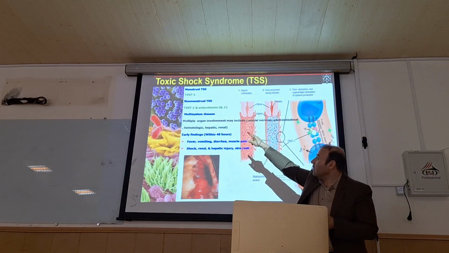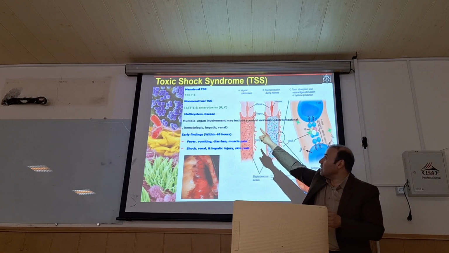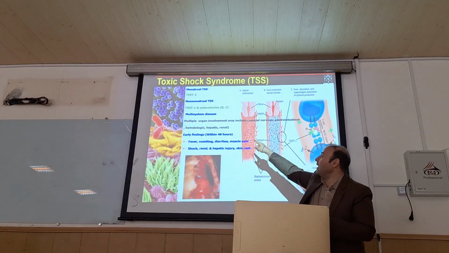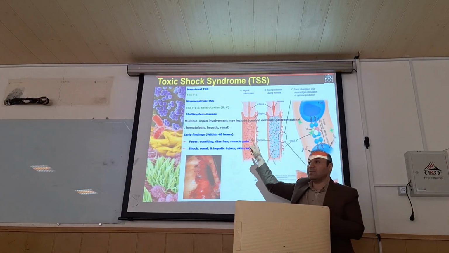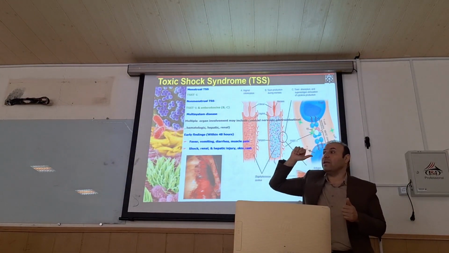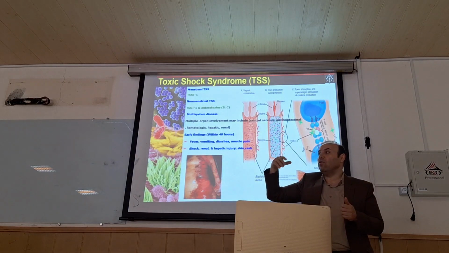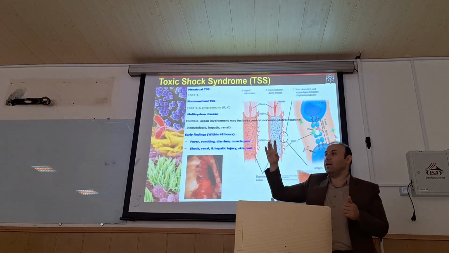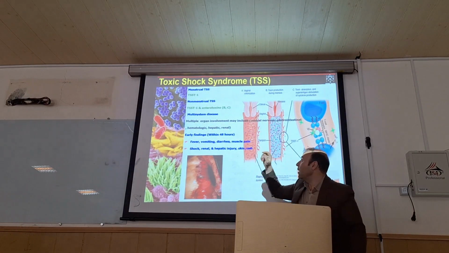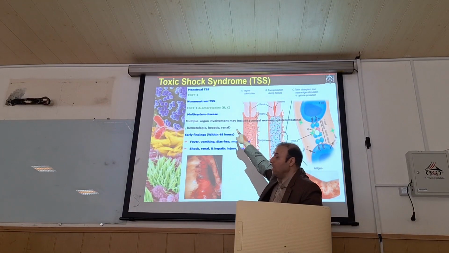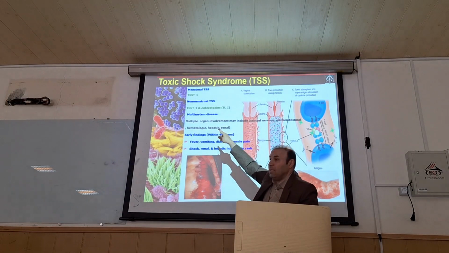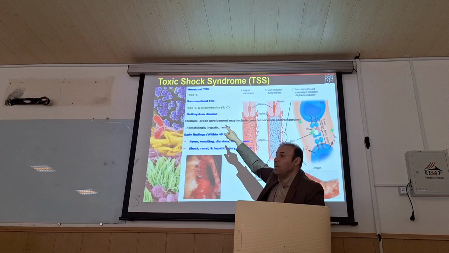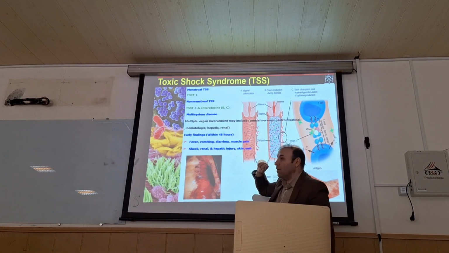And in non-menstrual TSS, two toxins, TSST-1 and enterotoxin B and C. As I previously told, 18 distinct forms of enterotoxin have been identified in Staphylococcus aureus, A, B, C, D, E, F to R. Enterotoxin B and C plus TSST-1 are responsible for all cases of non-menstrual TSS.